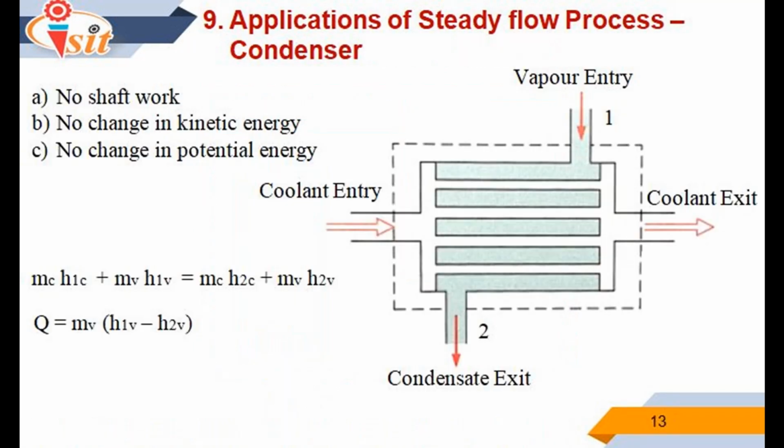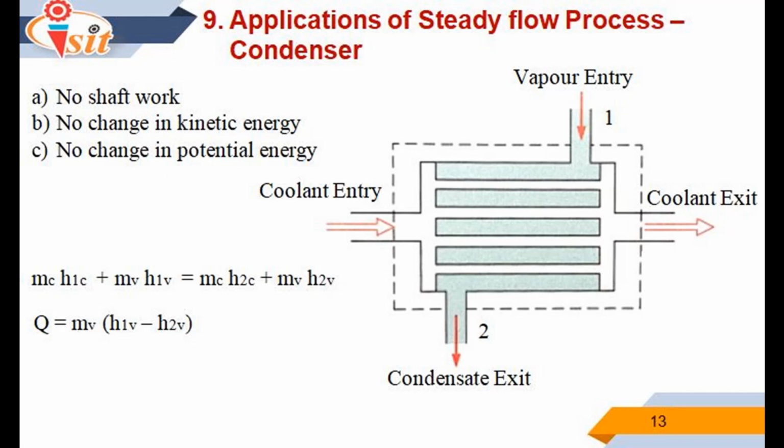The next important application of the steady flow energy equation is the condenser. Condensation is the reverse process of boiling, meaning in the condensation process, the conversion of vapor to liquid takes place. Condensers are mainly divided into two types for steam: jet condenser and surface condenser. The primary function of a condenser is to transfer heat out of the steady flow system.